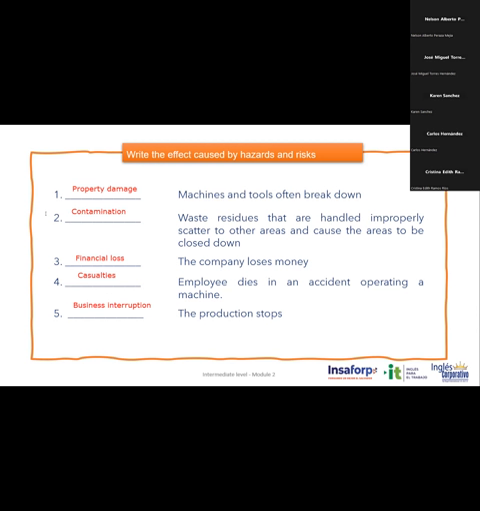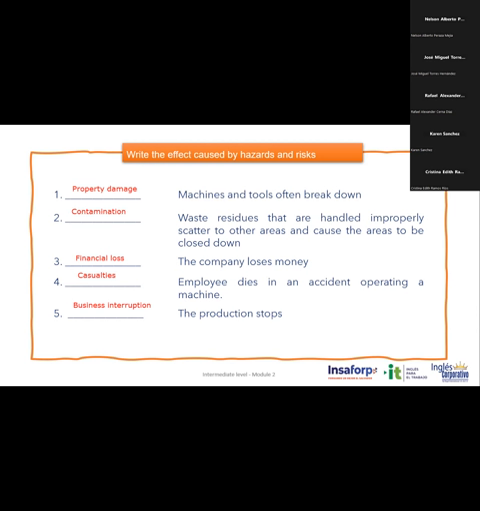Waste residues that are not handled properly scattered to other areas and cause the areas to be closed down. All right, contamination. Number three. Financial loss. The company loses money. Thank you. Number four. Casualties. Employee dies in an accident operating a machine. Thank you. Number five. Business interruption. Machine stops. Thank you.